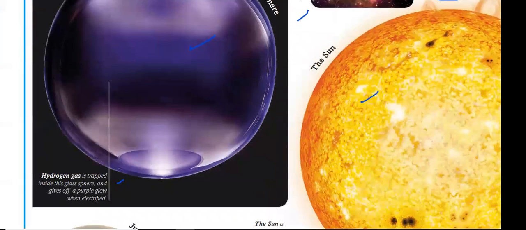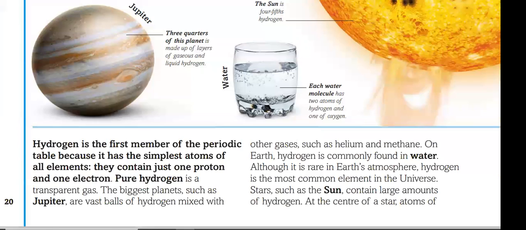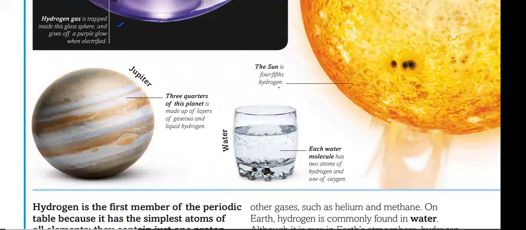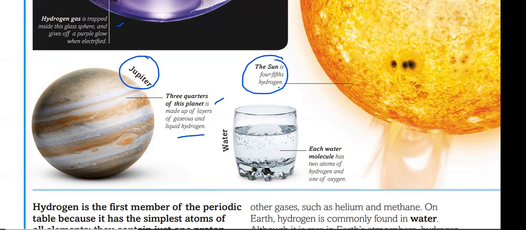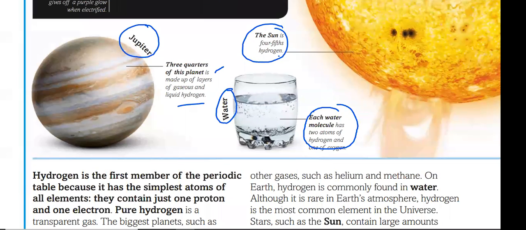And here we are observing one more picture, that is the Sun. About four-fifths of the Sun is hydrogen. If you take Jupiter, three-fourths of this planet is made up of layers of gases and liquid hydrogen. Water is a very common compound we use, and each water molecule has two atoms of hydrogen and one of oxygen.